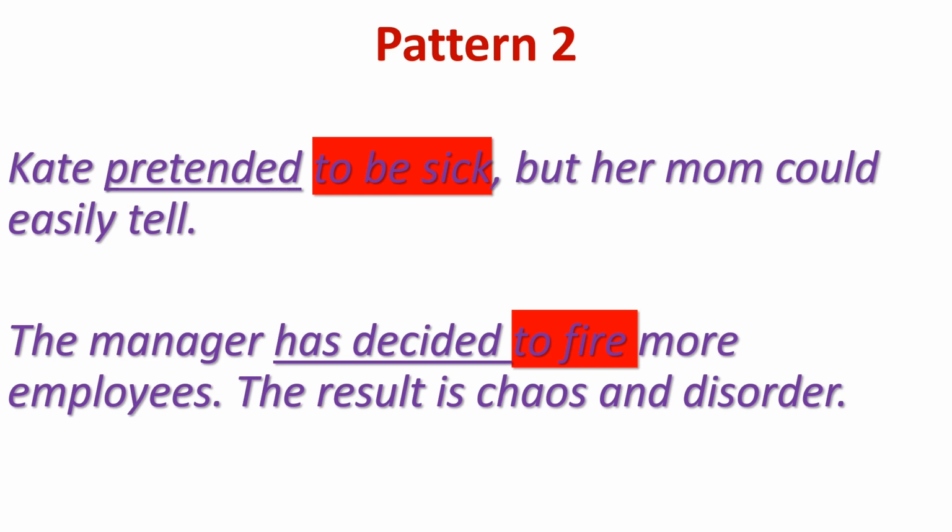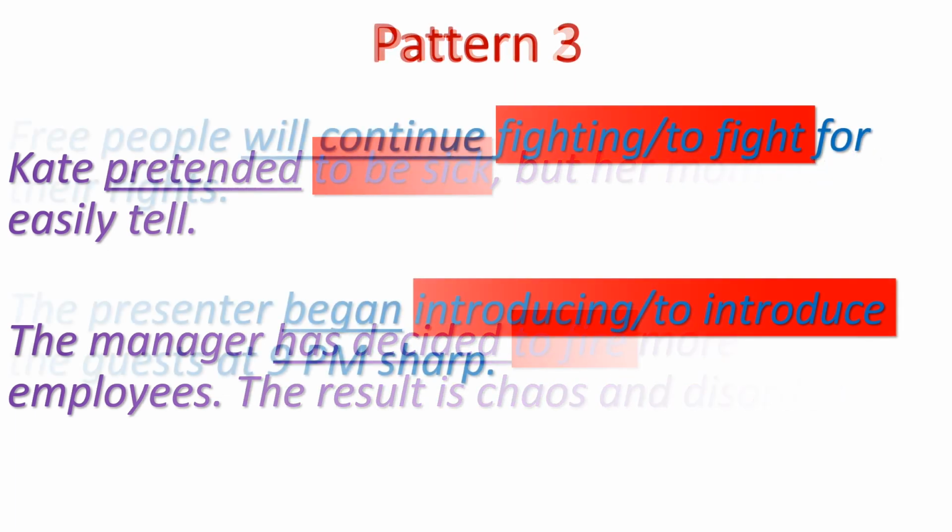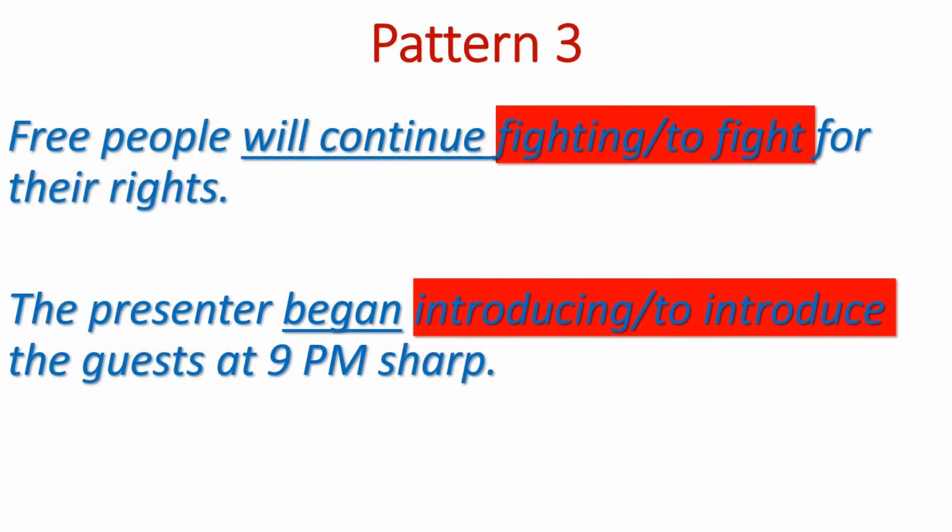Pattern 2. Kate pretended to be sick, but her mom could easily tell. Verb to pretend is followed by an infinitive. Verb to decide is also followed by infinitive. They belong to pattern 2. Again, you need the list. Use any search engine to find them.